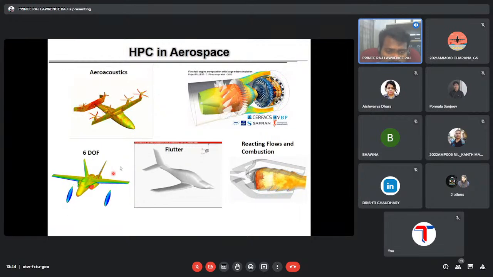Then 6DOF: here this airplane is dropping its fuel tank, actually an excess fuel tank. In this kind of 6DOF study, the time steps are very small and we need to run thousands of time steps. It's not easy to simulate a 3D 6DOF without HPC. And flutter analysis, a whole airplane flutter: you can see it is a coupled phenomenon, where the structure solver is connected with the airflow solver. So it is, I can say, a closed loop simulation. It takes a huge amount of memory. Then, as I mentioned previously, the reacting flows and combustion.